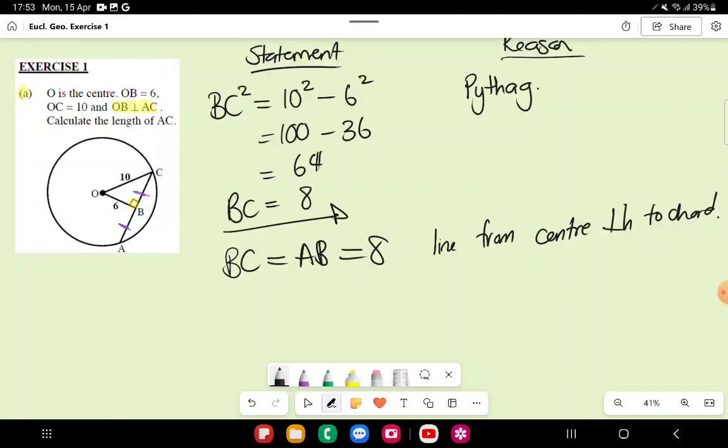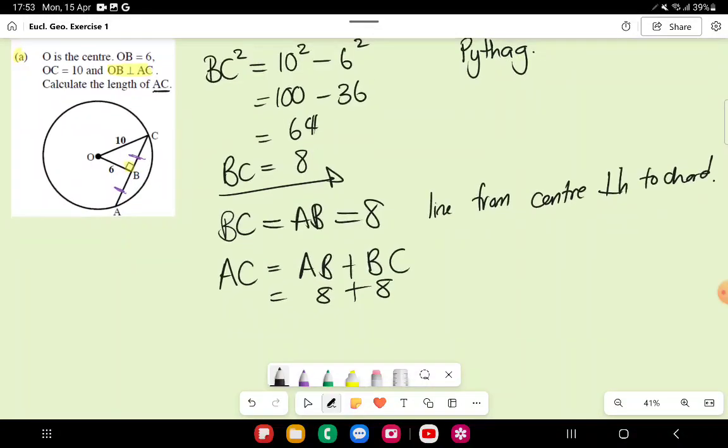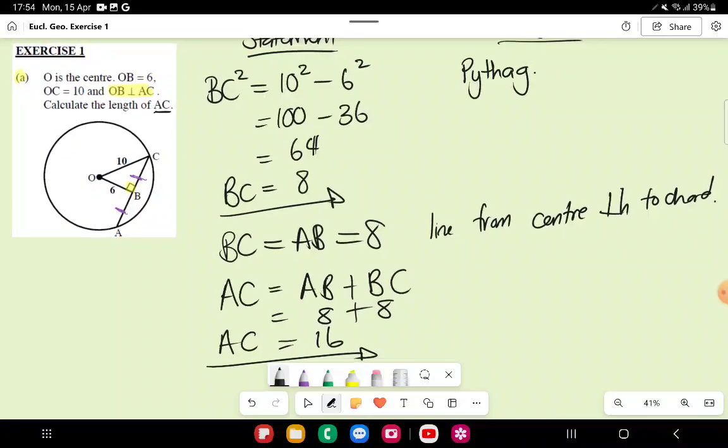Have I answered the question? Not quite, because I want AC. So AC is equal to AB plus BC, which is 8 plus 8, which is 16. So AC is equal to 16 units. That's how you answer question A.